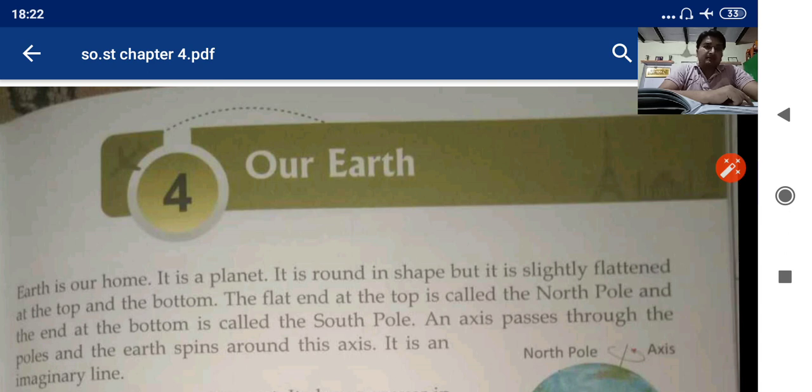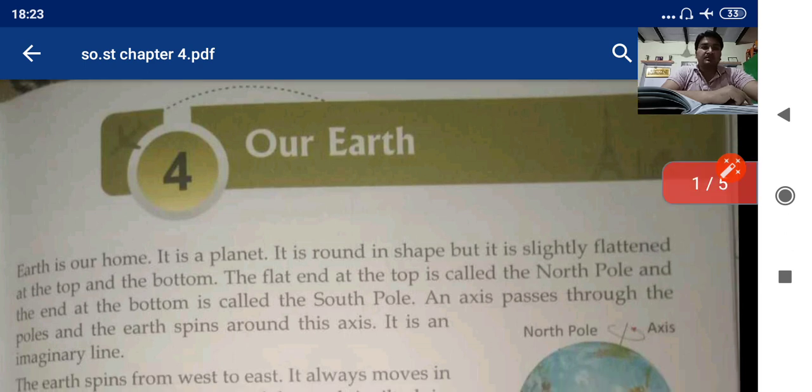It is a planet. It is round in shape, but it is slightly flattened at the top and the bottom. The flat end at the top is called the North Pole and the end at the bottom is called the South Pole. An axis passes through the poles and the earth spins around this axis. It is an imaginary line.